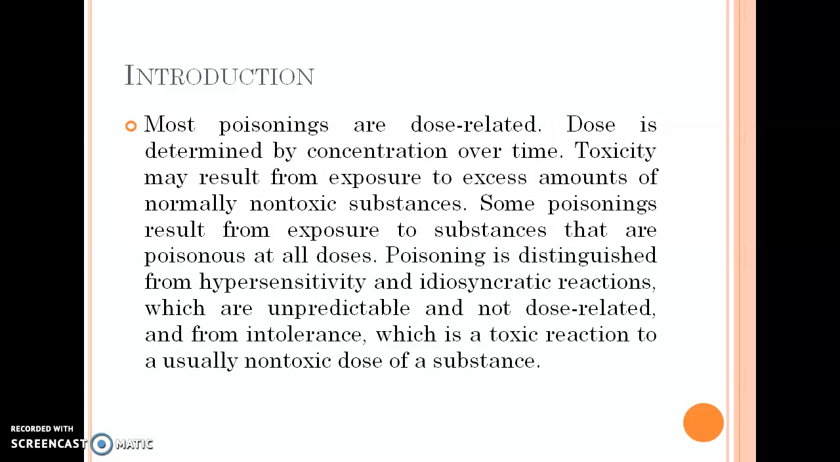Most poisonings are dose related. Dose is determined by concentration over time. Toxicity may result from exposure to an excess amount of normally non-toxic substances. Some poisonings result from exposure to substances that are poisonous at all doses. Poisoning is distinguished from hypersensitivity and idiosyncratic reactions, which are unpredictable and not dose related, and from intolerance, which is a toxic reaction to a usually non-toxic dose of a substance.